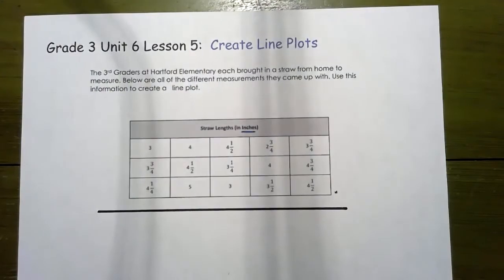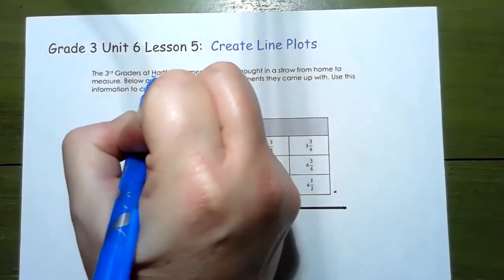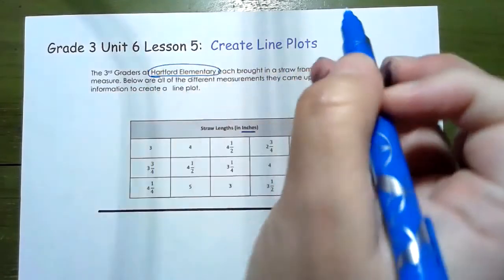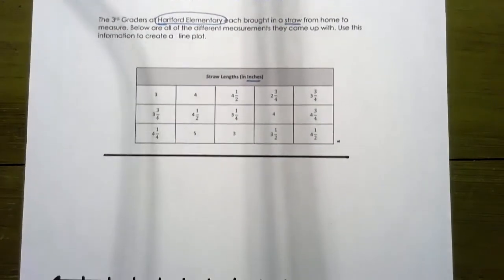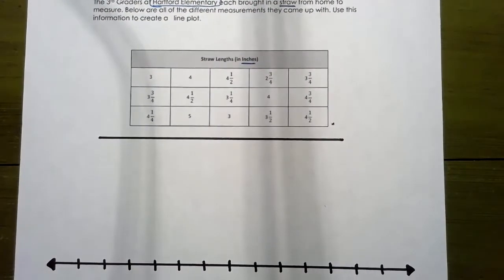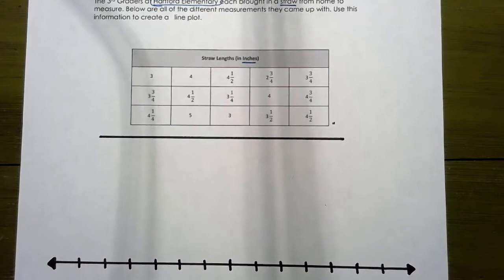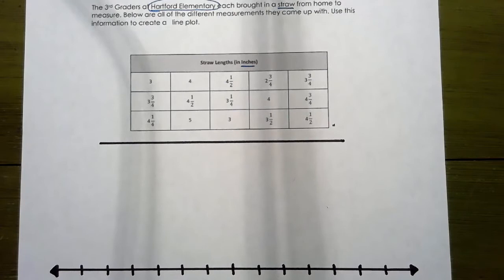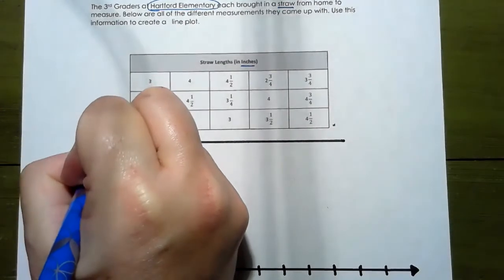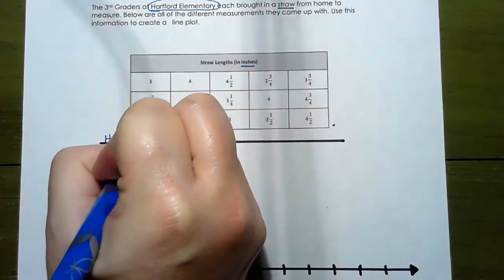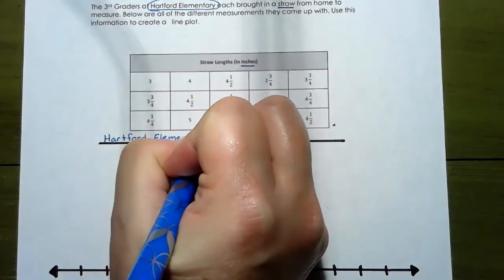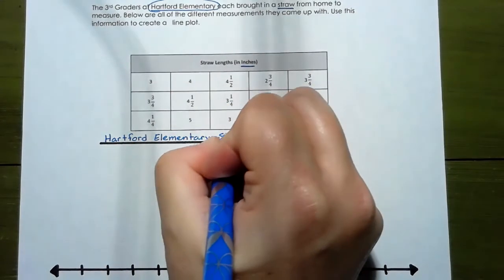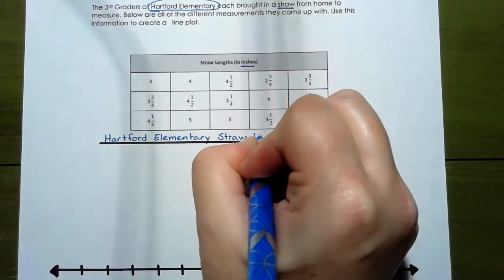Now, back up in our problem, the students are at Hartford Elementary. They each brought in a straw from home. Okay? So we remember from our graphing unit in second grade and also in our work with line plots yesterday that our line plot needs to have a title. So let's go ahead and give our line plot a title. So we're going to title our line plot Hartford Elementary Straw Lengths.